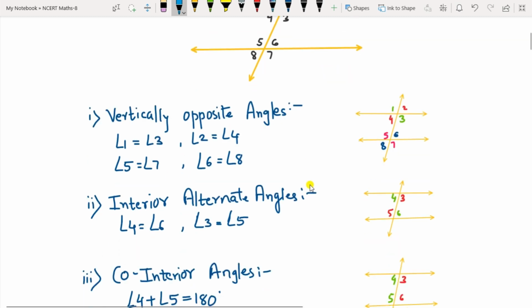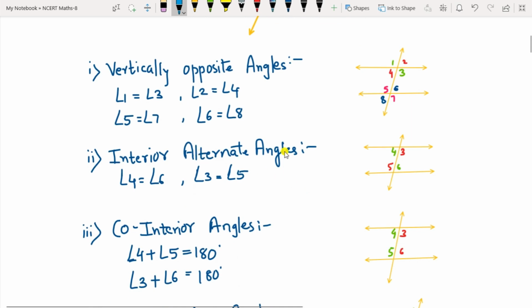Okay. Next one is interior alternate angles. Interior alternate angles form the Z here, the corner of the Z, that is 4 and 6, and the inverse Z, that is 3 and 5. There are 2 pairs of interior alternate angles and they are equal to each other.